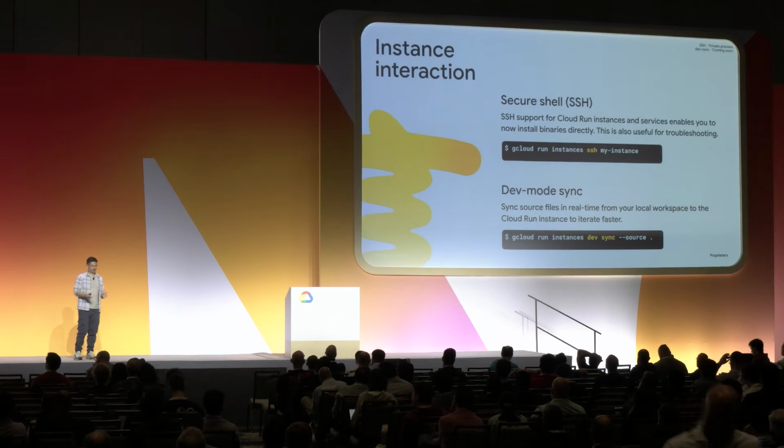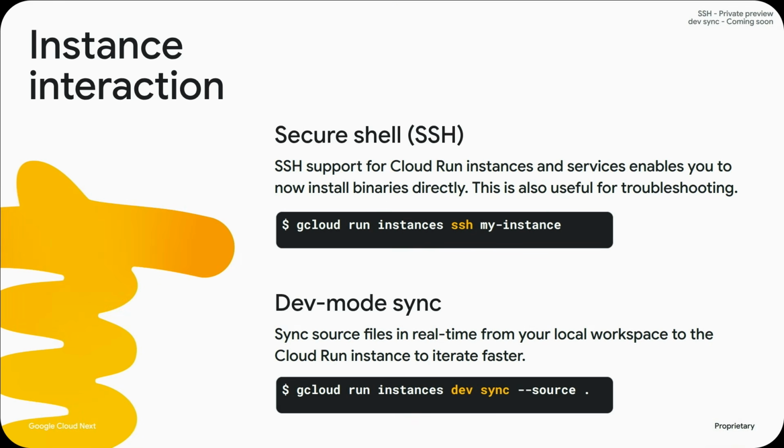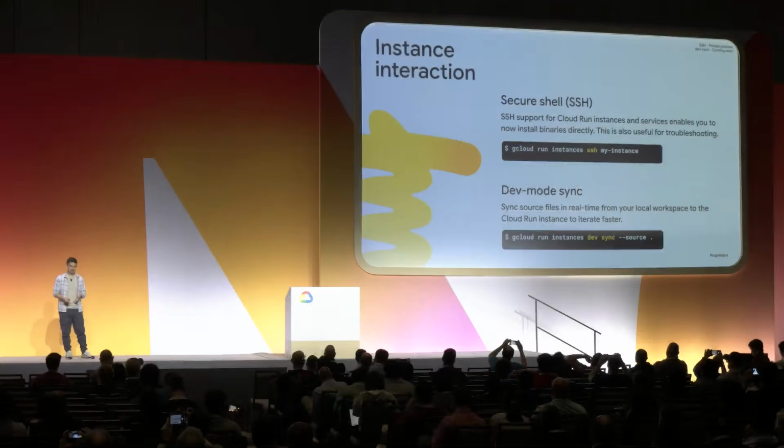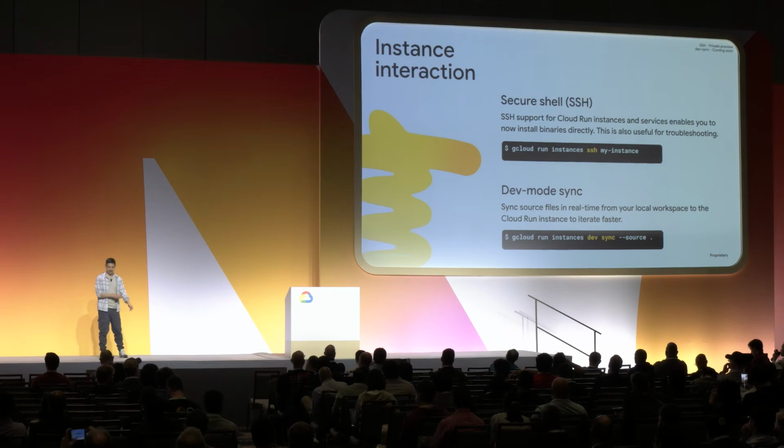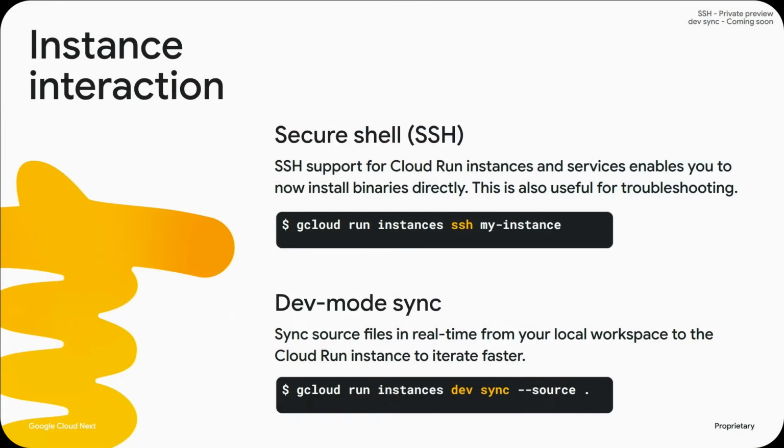So we saw how SSH worked with this particular resource type, and that's one way that you can interact with this resource. It's useful for checking the file system, inspecting any running processes, maybe changing files on the fly, or testing connectivity. So it's a powerful tool for troubleshooting. The second mode of interaction is called dev mode sync, which is designed to accelerate your inner development loop. It syncs source files in real time from your local workspace to the Cloud Run instance, allowing you or your coding agent to iterate faster.